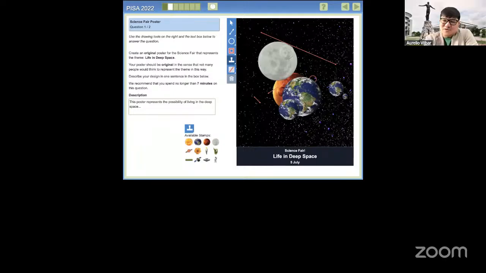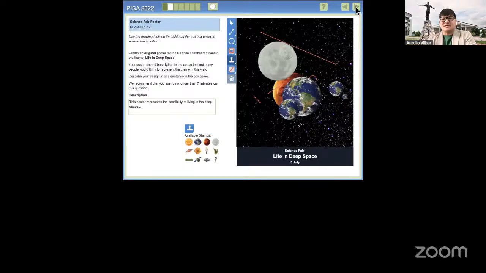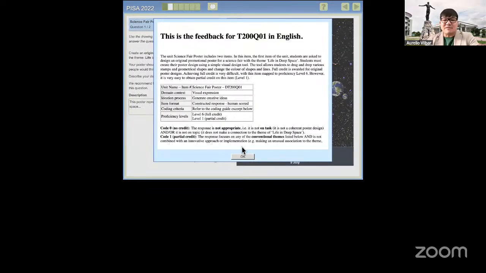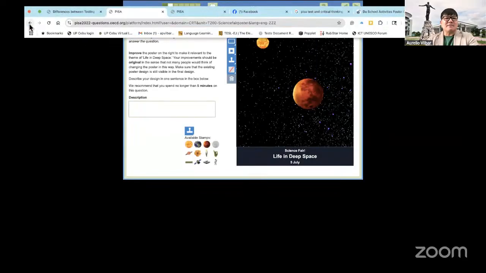Totoo po yun. So, ang creative thinking sa definition ng PISA ay application of science, application of written expression, and application of understanding of the visual images. So, in the end, you'll have this. Yan po yung type of test, and there's a feedback. Okay. Now, let's try another one. Ito yung sample naman ng PISA.